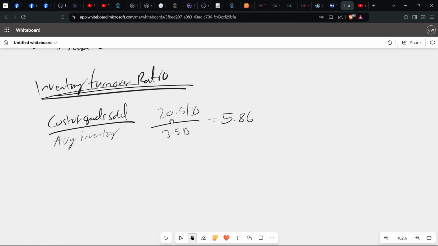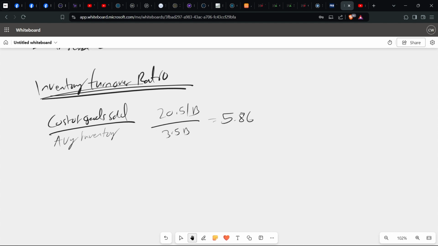If you divide the two, cost of goods sold by the average inventory, you will get 5.86. So what does this mean? This means that about 5 times in a year, the inventory gets turned to revenue, or rather, the inventory is cleared out 5 times in a year.